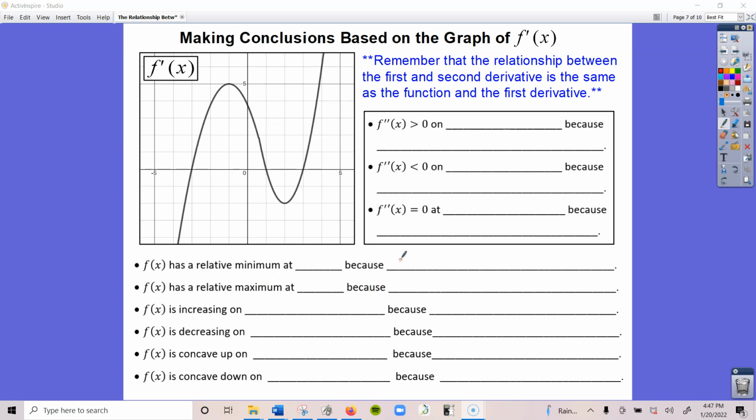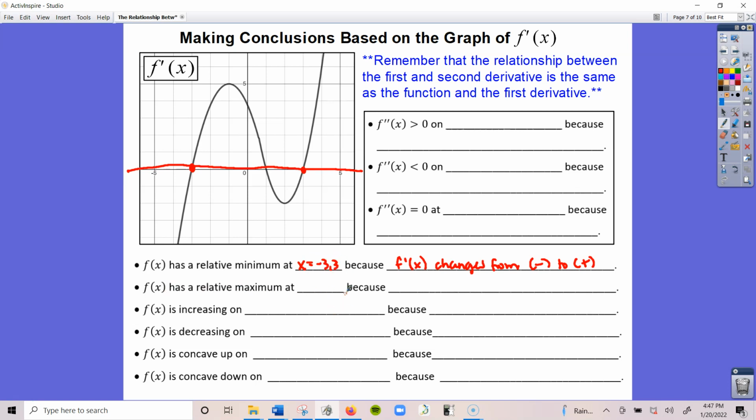relative minimum when f prime of x changes from negative to positive. So we're looking at when this first derivative crosses the x-axis and goes from negative to positive, which, as you can see, occurs here and again here. These are my minimums. So that is at x equals -3 and +3.